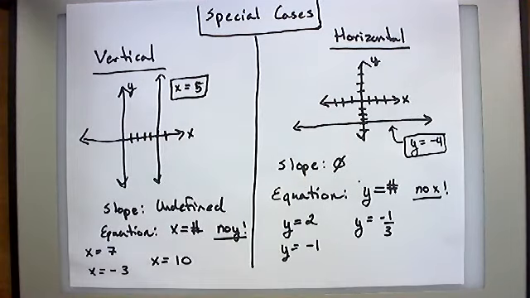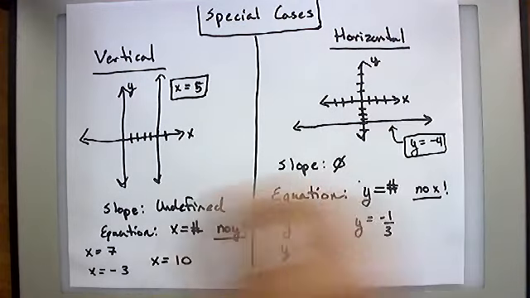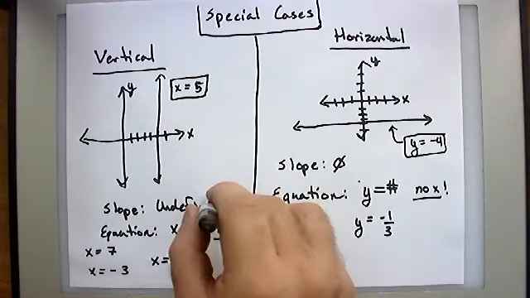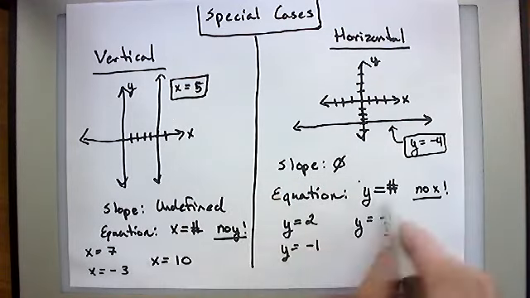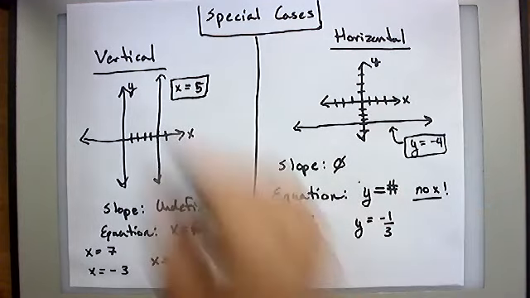So three things you need to memorize. You need to memorize the two names, vertical and horizontal. You need to memorize what the slopes are between them, horizontal being 0, vertical being undefined. And then you need to recognize what the equations are going to look like. If you're missing the x, you have a horizontal. If you're missing the y, you have a vertical.